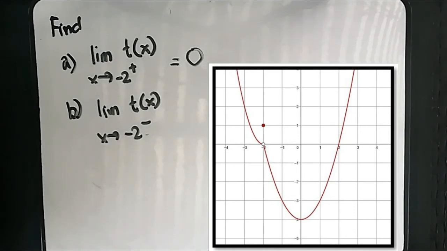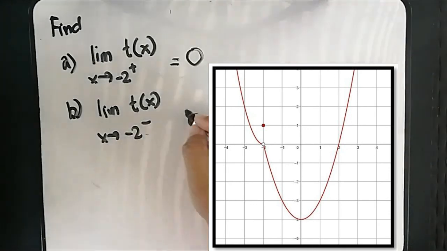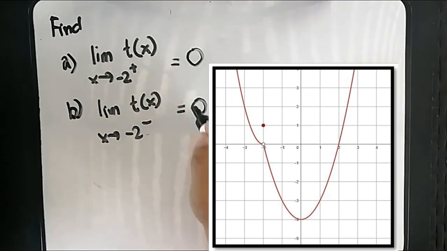For letter B, kapag tinignan naman natin yung values ng negative 2 from the left, okay, makikita natin na papalapit siya kay 0. Therefore, the limit of t of x as x approaches negative 2 from the left is also equal to 0.